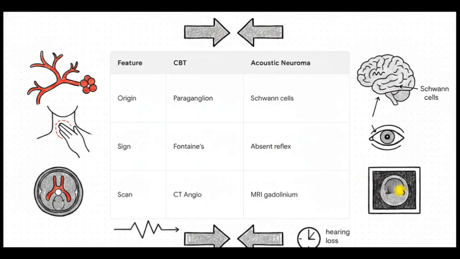For classical signs, you've got Fontaine's sign in the neck versus an absent corneal reflex for the brain tumor. And to catch them, you'll want CT angiography as your best investigation for the highly vascular carotid body tumor. But you'll absolutely need an MRI with gadolinium to spot the acoustic neuroma.